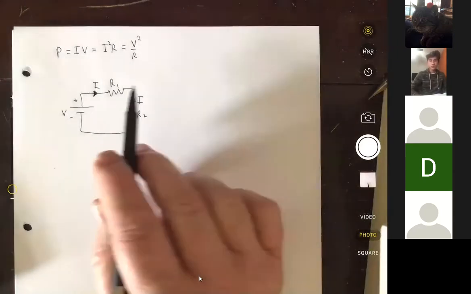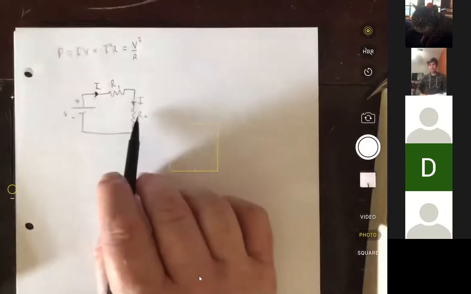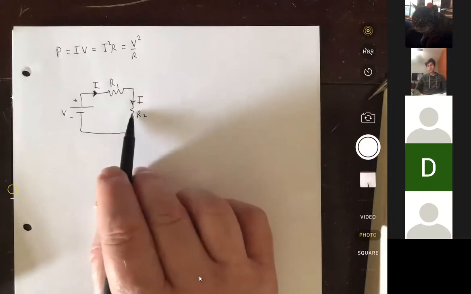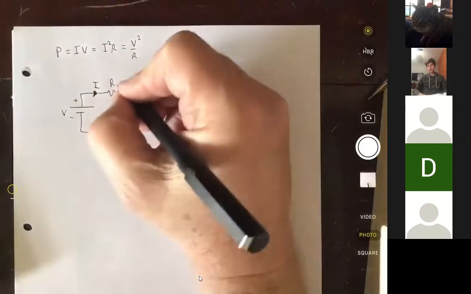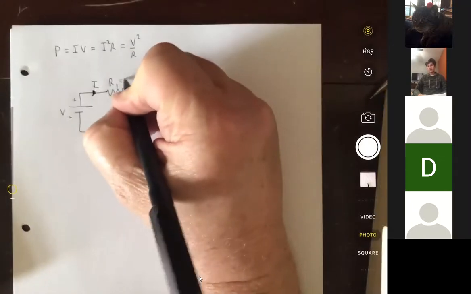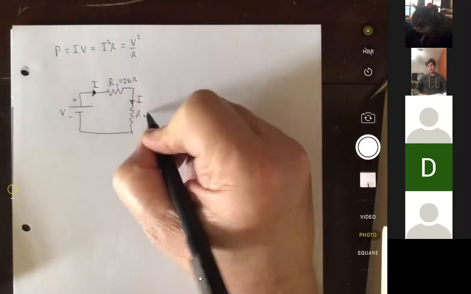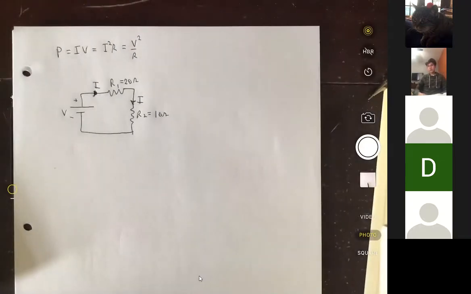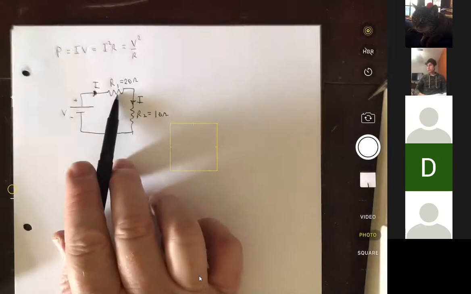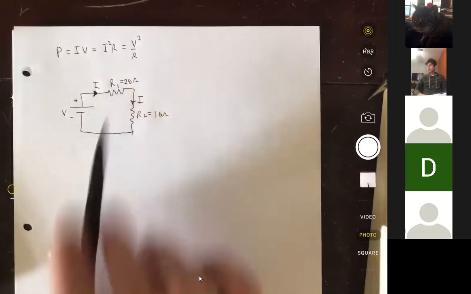That is, if these two resistors are equal, then they'll each have the same voltage drop because they're getting the same current. But if one resistor happened to be twice as big as the other, let's say that R1 was 20 and R2 is 10, then R1 would get twice the voltage drop because it's got twice the resistance and they have the same current.